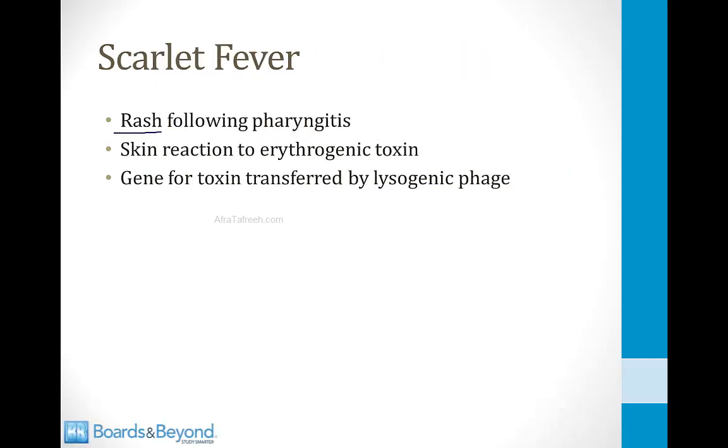Scarlet fever is a rash that occurs following strep pharyngitis, and it occurs because of a skin reaction to a toxin secreted by the bacteria called erythrogenic toxin. And one thing that's high yield to remember about this toxin is that the gene is not found in the bacteria's genome. The gene is transferred to the bacteria by a lysogenic bacteriophage.